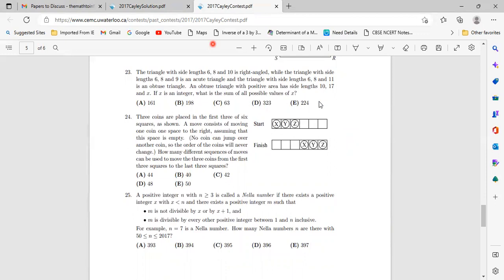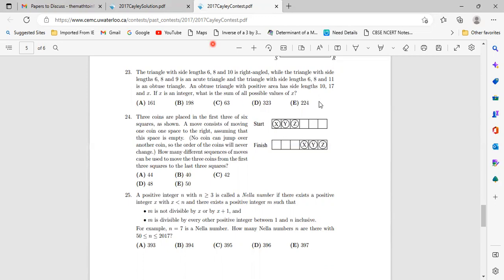3 coins are placed in the first 3 of 6 squares as shown. A move consists of moving one coin one space to the right, assuming that this space is empty. No coin can jump over another coin, so the order of coins will never change. How many different sequences of moves can be used to move the 3 coins from the first 3 squares to the last 3 squares? Okay.